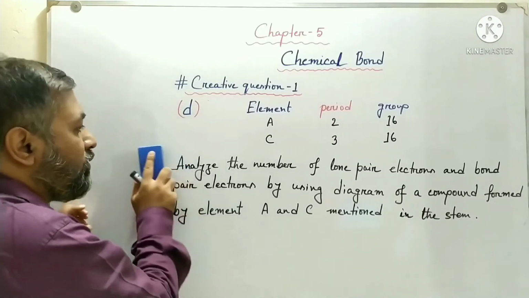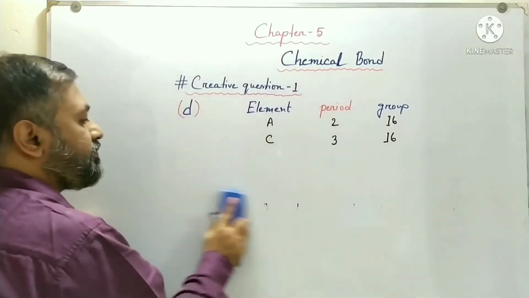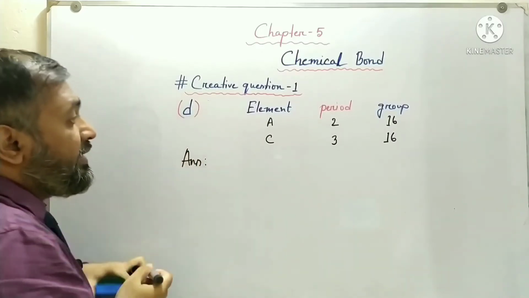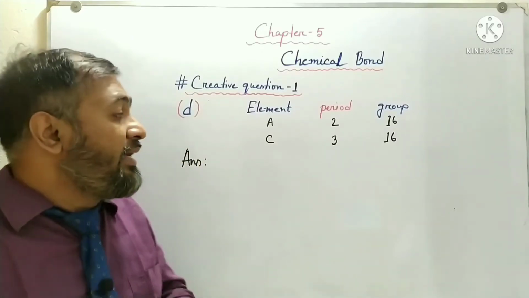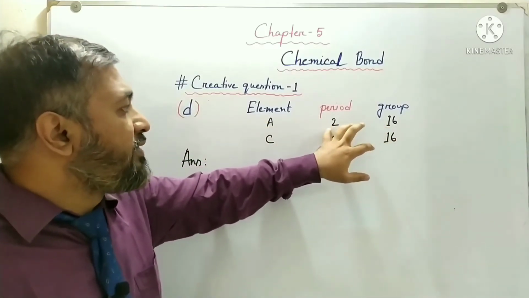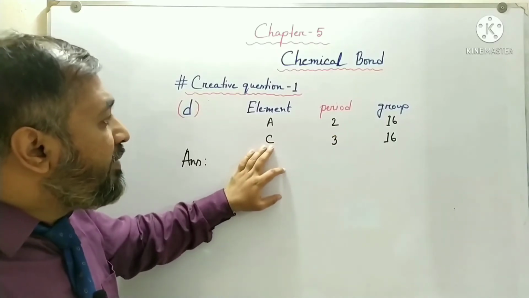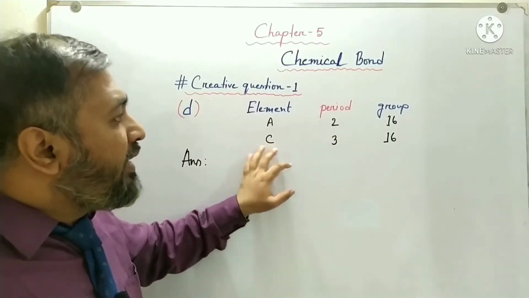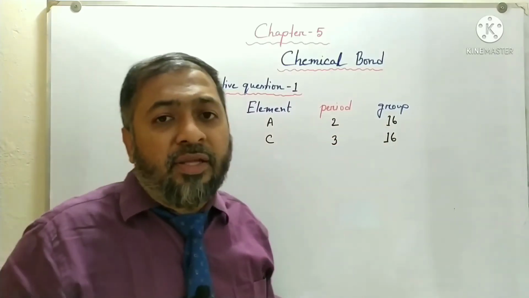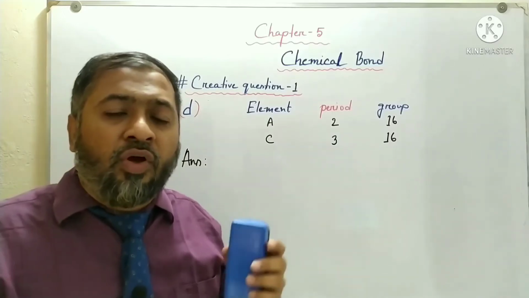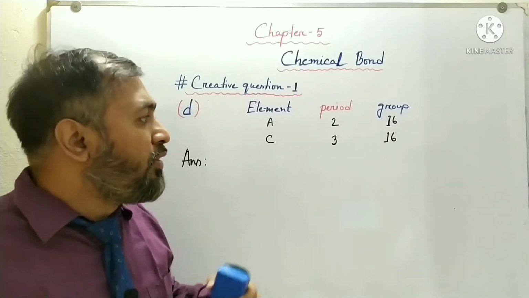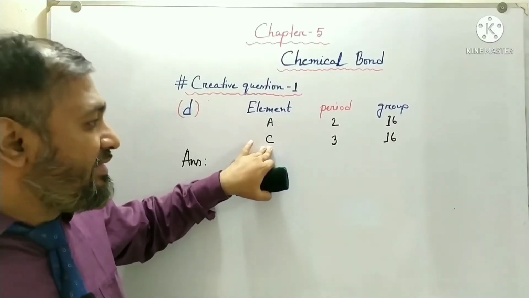So I am going to explain this question. You can see the board. Students, in the previous question I discussed that element A is oxygen. In the second case, what can element C be? We can see that both of the elements remain in the same group, group 16. The elements belonging to group 16 are oxygen, sulfur, selenium, tellurium and polonium. So C is actually sulfur.